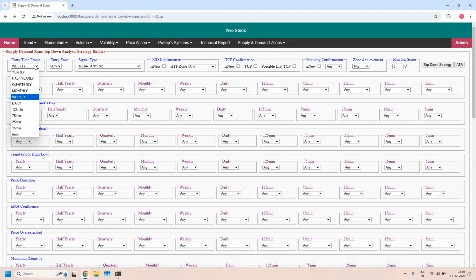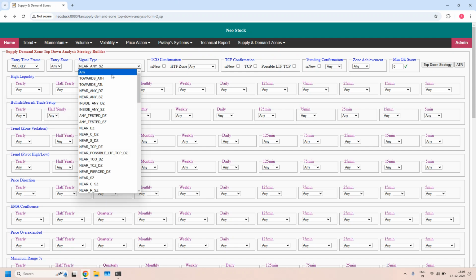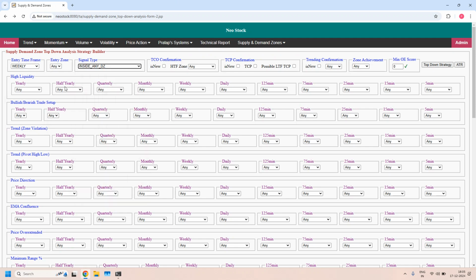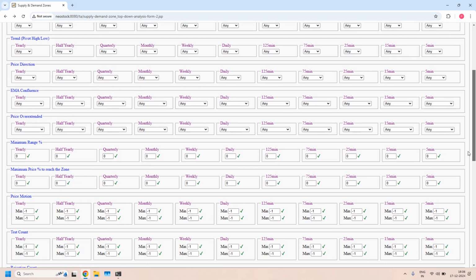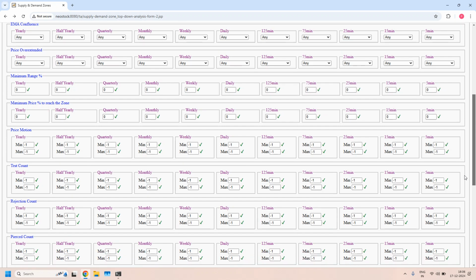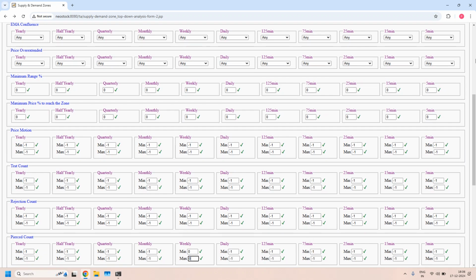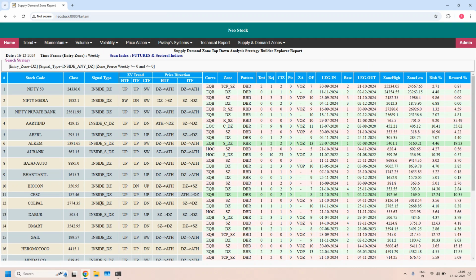Next, weekly time frame, price closed inside the weekly demand zone. These weekly demand zones should not be pierced. So in the pierced count, weekly time frame, minimum value 0, maximum value 0. With these filters we got a good number of stocks. First 16 stocks in the list. I am scrolling the list down.